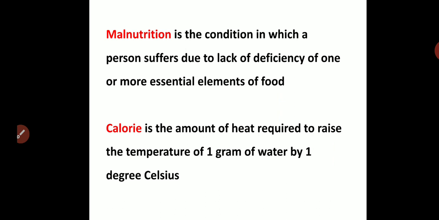Now, after obtaining energy from the food that is burnt out, that energy is measured in a unit termed as calorie. So, calorie is the amount of heat required to raise the temperature of 1 gram of water by 1 degree Celsius. So, this is the unit of measuring energy.